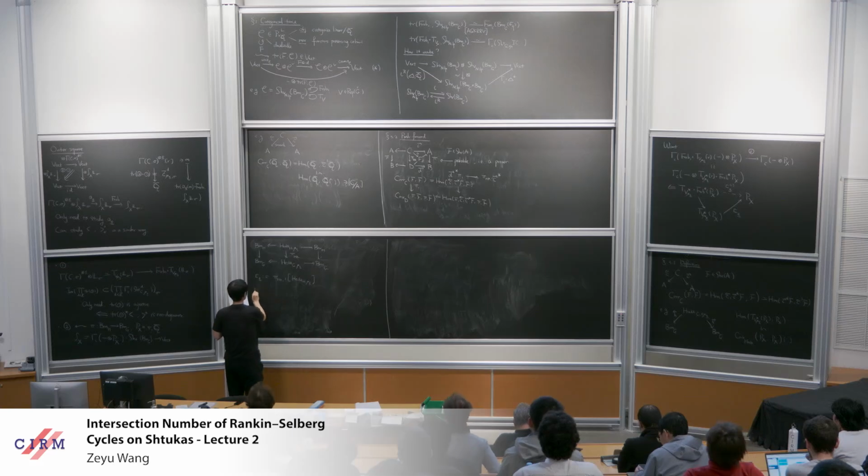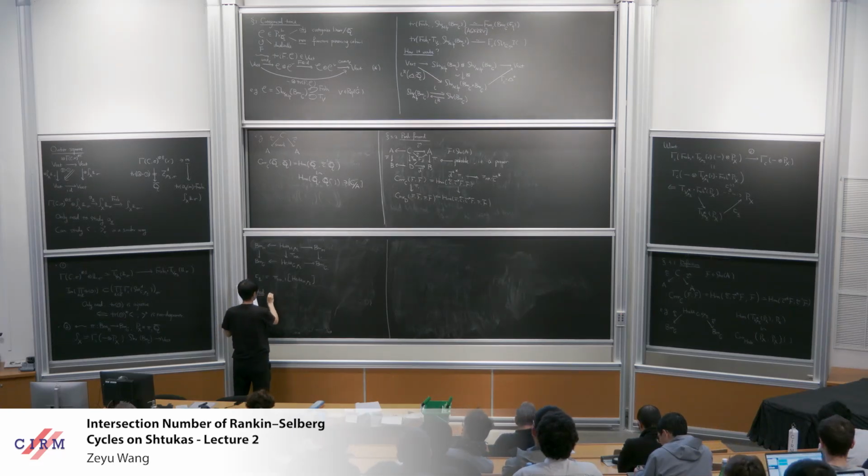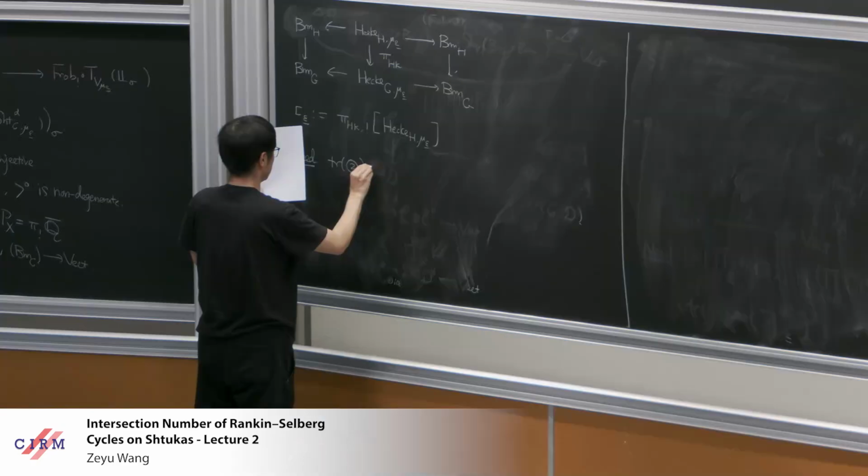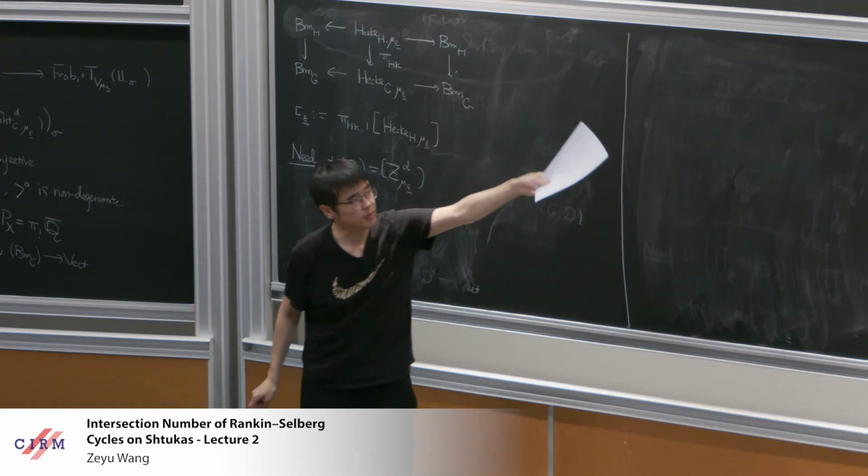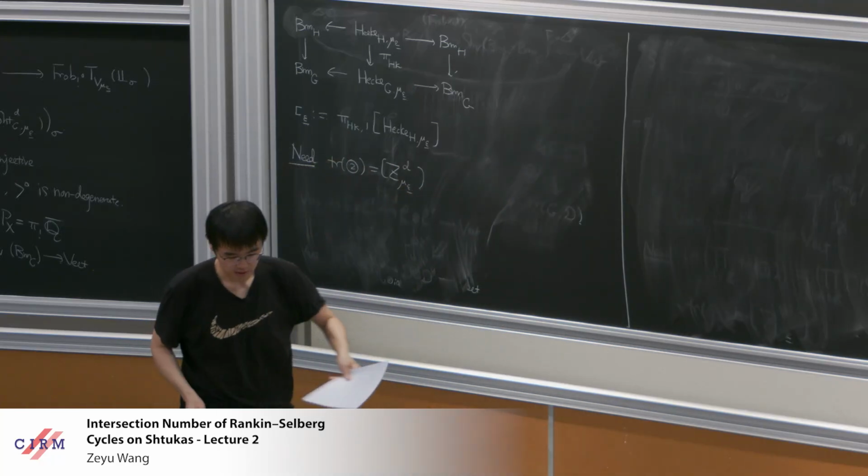And recall that what we still need to show is that the trace of 2 is the same as this special cycle, and 2 is constructed from this cohomological correspondence.